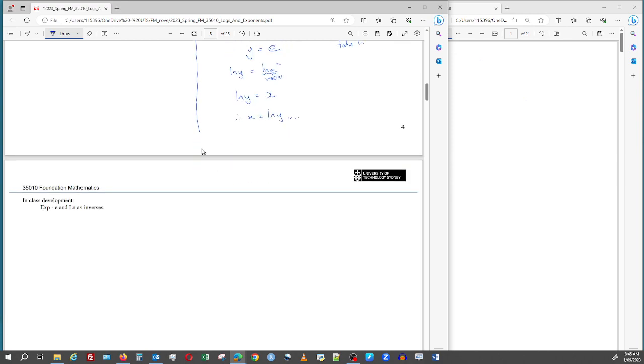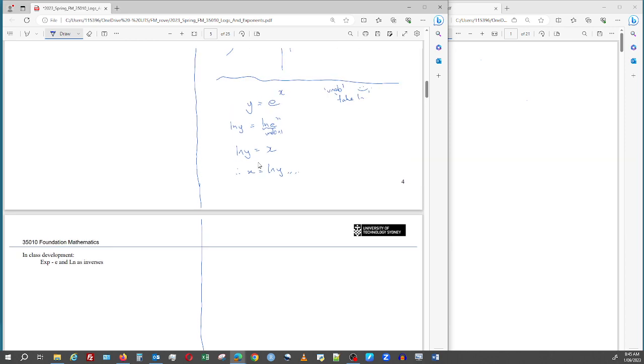Now, we can also do this for the other case. And I'm going to generalize it because normally we start off with the general principle, but I wanted to catch your attention on e and ln specifically. Okay, so let's have a look at y equals the ln of x. How do we get to x?